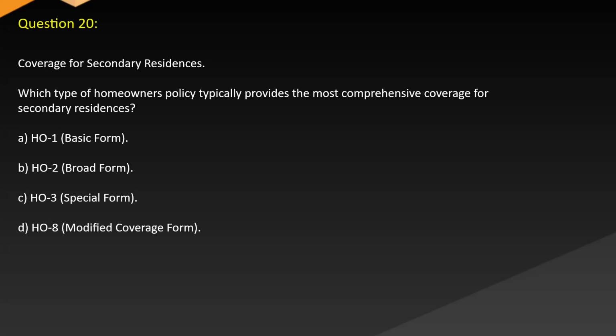Question 20. Coverage for secondary residences. Which type of homeowners policy typically provides the most comprehensive coverage for secondary residences? A. HO-1 basic form. B. HO-2 broad form. C. HO-3 special form. D. HO-8 modified coverage form.